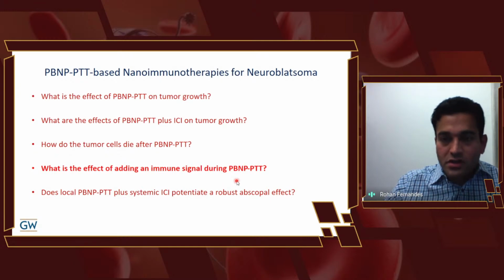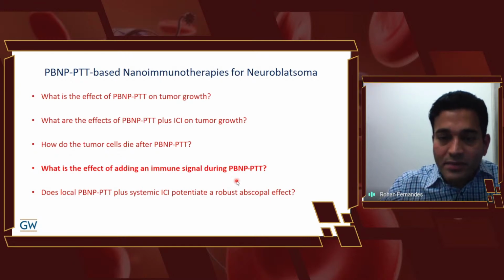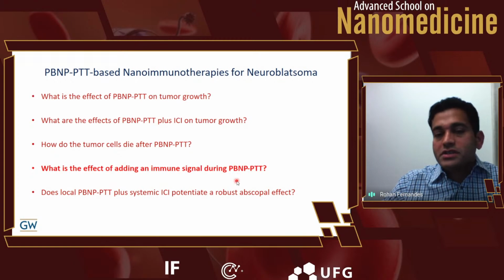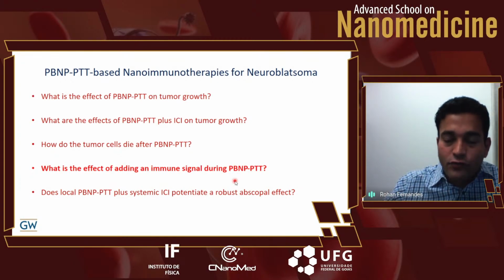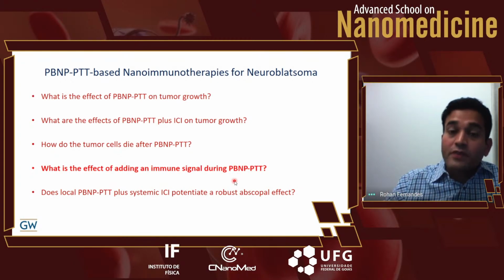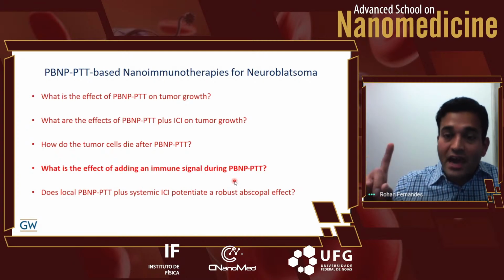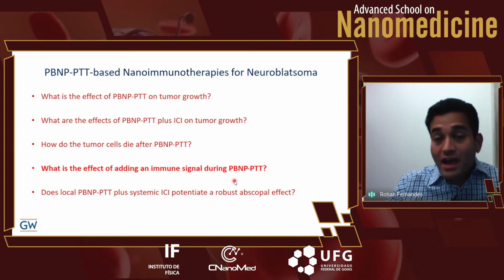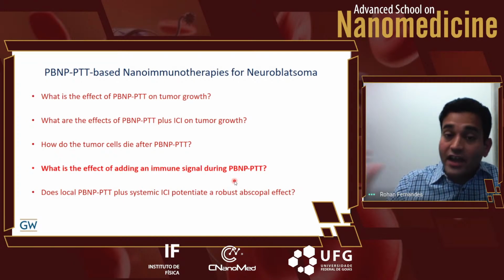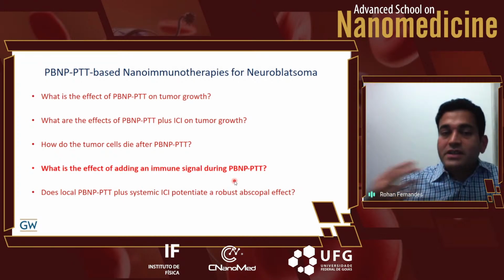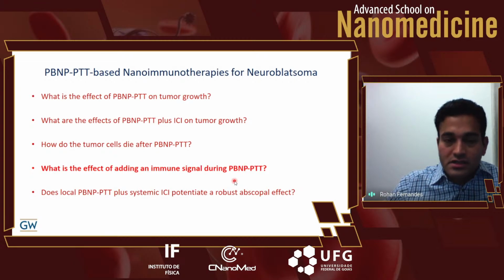So the next question was, okay, we can now generate PBNP-PTT at the optimal thermal dose. It works well with anti-CTLA-4 immune checkpoint inhibitor. Can we boost the response rates even further? Because remember, we're still working with a single tumor model and subcutaneous. We have to move towards being able to have a feasible shot at treating high-risk neuroblastoma, which presents with disseminated disease at initial diagnosis. So we then asked the question, what is the effect of adding an immune signal during PBNP-PTT?